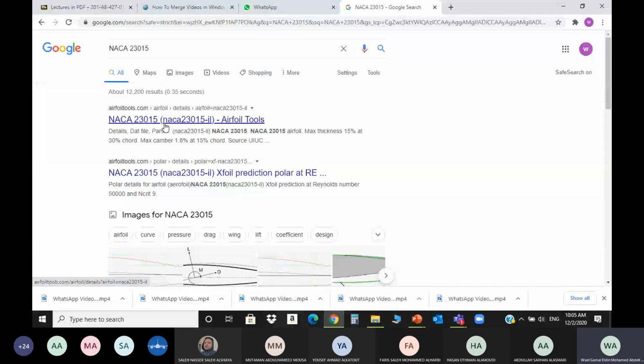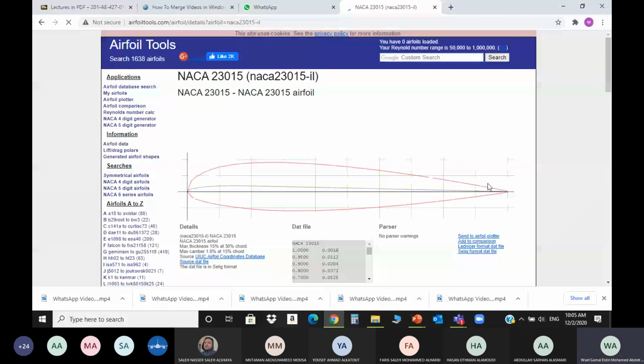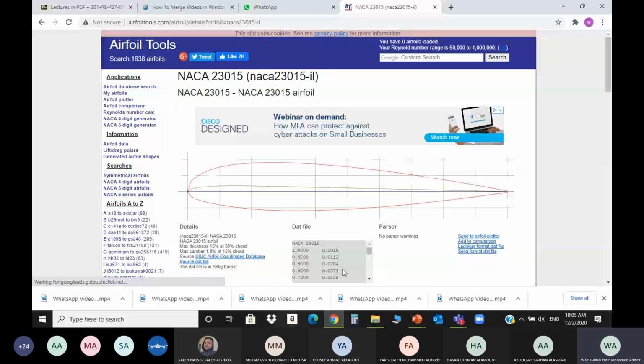And I will go to any airfoil library, just like this one in here. And this is your airfoil. And what you see down here, do you see that on screen? Okay, so you have these values, x and y, x and y, x and y. It's the coordinates of all these points, right?